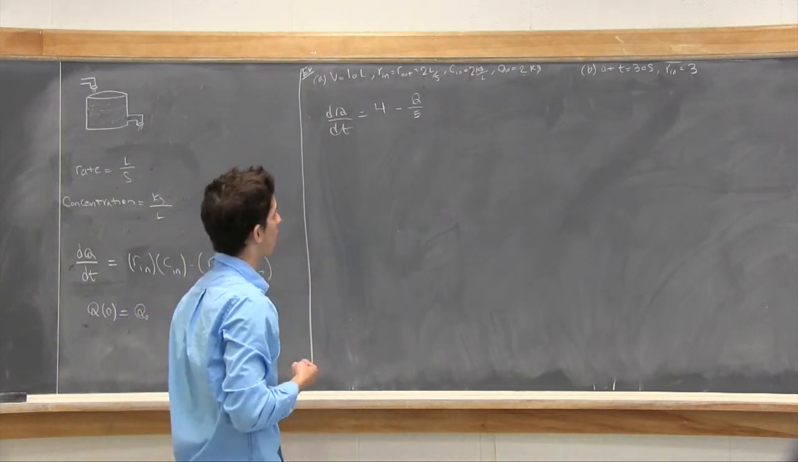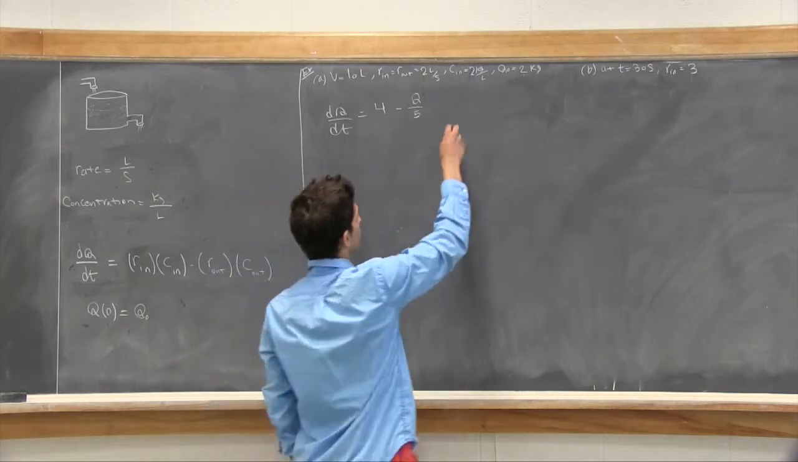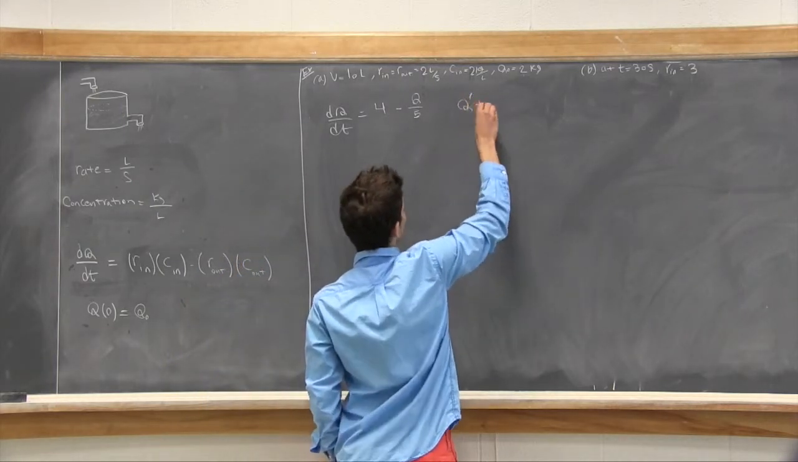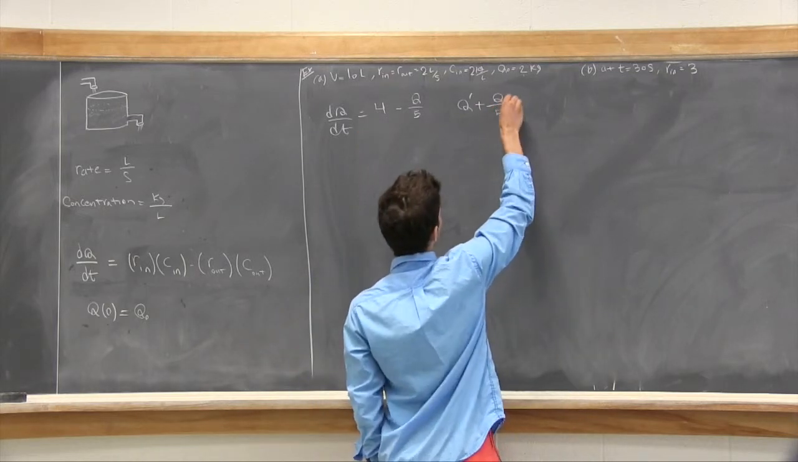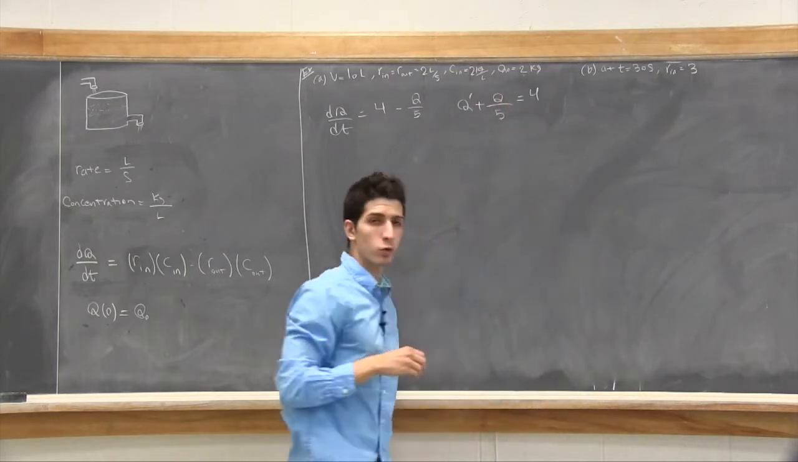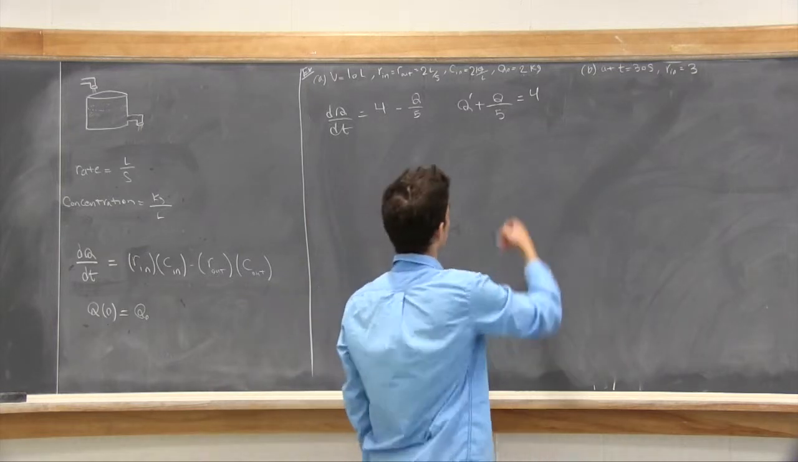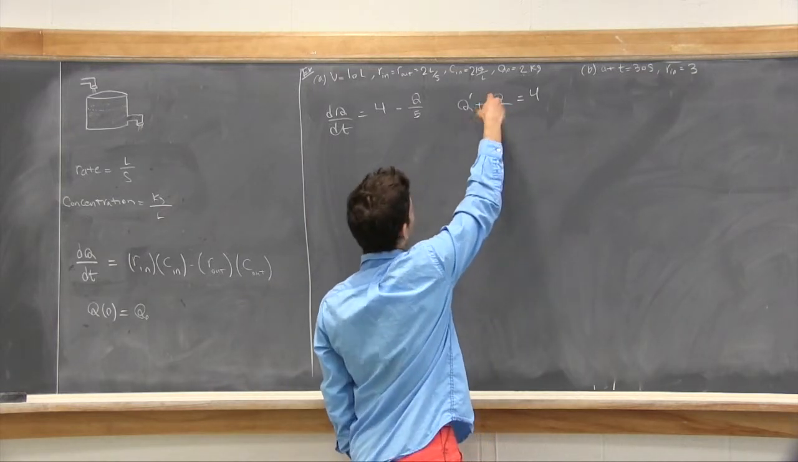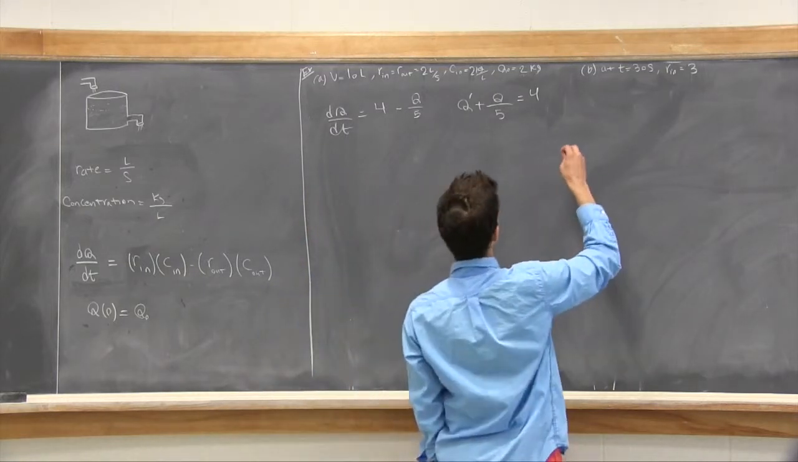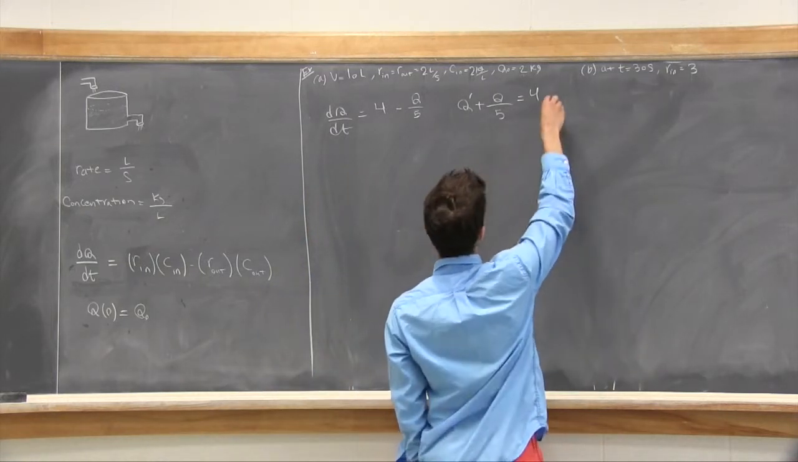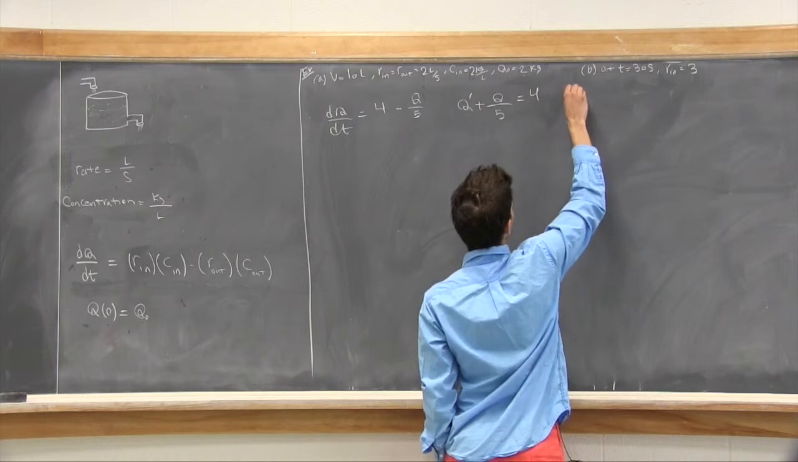So here is our differential equation. It's pretty simple. We can go ahead and get started on solving it. I'm going to move the Q over 5 to the other side. And now I'm going to introduce my integrating factor. It's going to be e to the integral of 1 over 5, or just e to the 1/5 t. So I'm going to multiply everything by it.